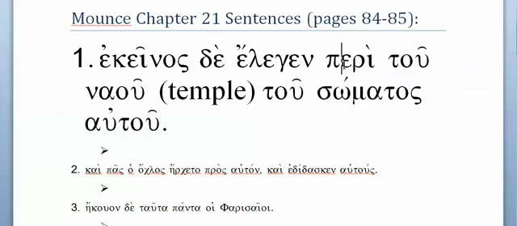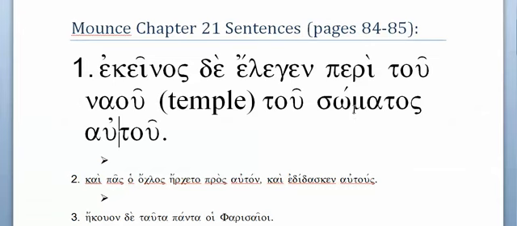All right, so concerning the temple, and he gives you temple from naos, and then of the body of him, right? So concerning the temple of his body would be the way you'd want to play that. So, running back one more time: but that one, or that man, was speaking concerning the temple of his body.